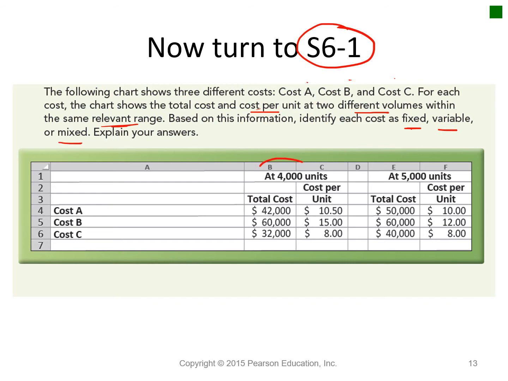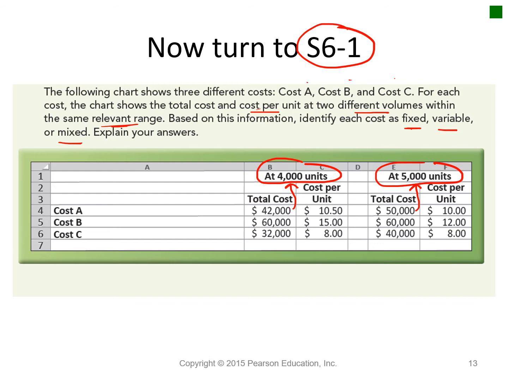So let's first look at the volume. Notice you've got 4,000 and 5,000 units. We've got cost A, B, and C. We'll start with cost A. Look at the total: we've got a total of 42,000 at 4,000 units and a total of 50,000 at 5,000 units. The first thing I like to look at is cost per unit. Taking 42,000 divided by 4,000, you get $10.50 per unit. At 5,000 units, you take 50,000 divided by 5,000, you get $10 per unit.